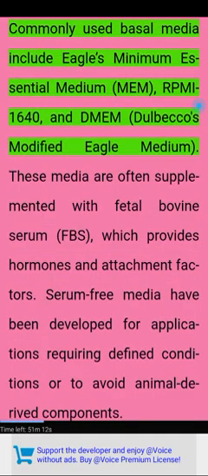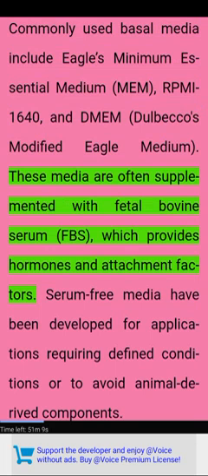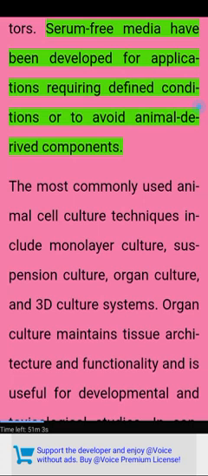The culture medium must supply essential nutrients, vitamins, salts, amino acids, glucose, and growth factors. Commonly used basal media include Eagle's minimum essential medium, MEM, RPMI 1640, and DMEM, Dulbecco's modified Eagle medium. These media are often supplemented with fetal bovine serum, FBS, which provides hormones and attachment factors. Serum-free media have been developed for applications requiring defined conditions or to avoid animal-derived components.